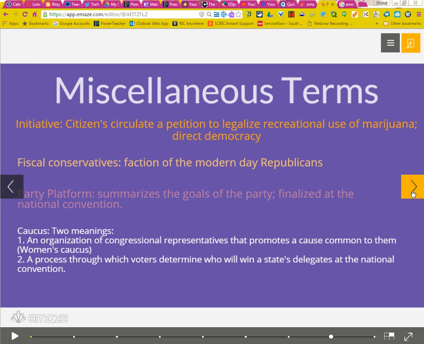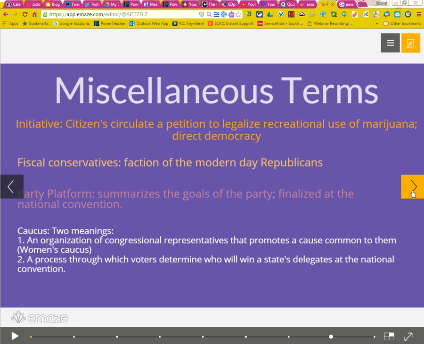So, miscellaneous terms. Initiative. This was a Progressive Era reform that wanted to increase the democracy in our country by giving people more of a voice. For example, if citizens were to circulate a petition to legalize recreational use of marijuana in a state that doesn't already have that, that would be an example of direct democracy as well as initiative.